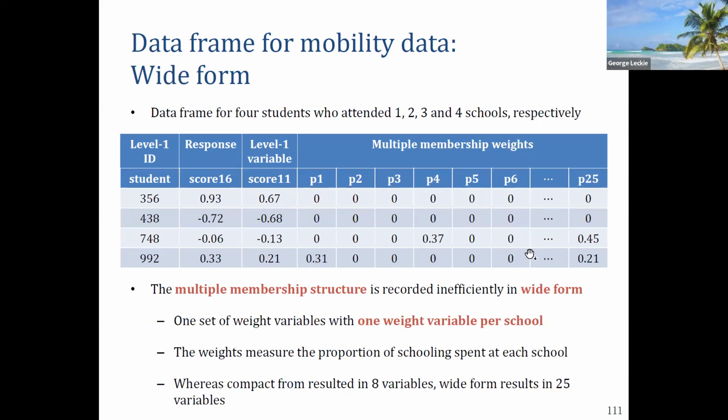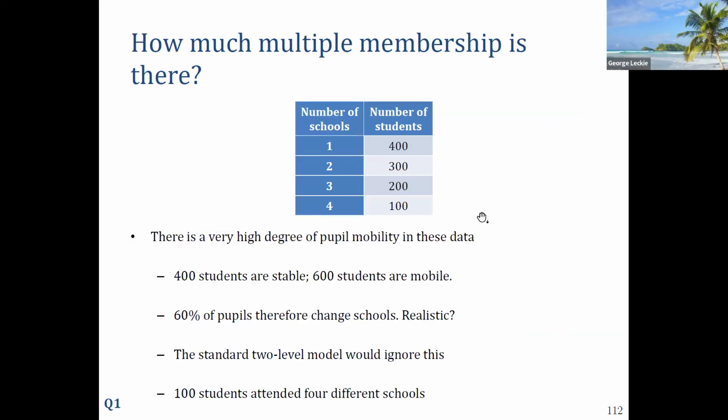Okay. So, it's funny, this: 400 students attended one school, 300 attended two, 200 attended three, 100 attended four. Very clean data, yeah? So 60% of pupils changed schools. Realistic? No. About 7, 8, 9% of kids change secondary school in England. So this is so dramatic as to be a teaching example.